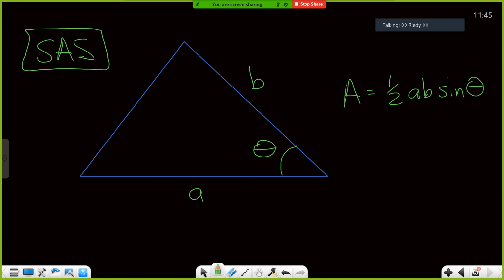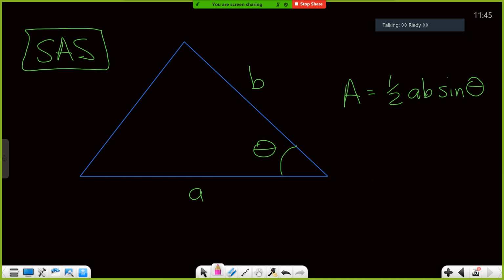If you know two sides of a triangle and the angle in between the sides, you can find the area by applying that formula. Where did that formula come from? That formula came from the exact method that Joey just described by finding the height and doing some work. So we're going to save all that work and that derivation and go right to that formula.